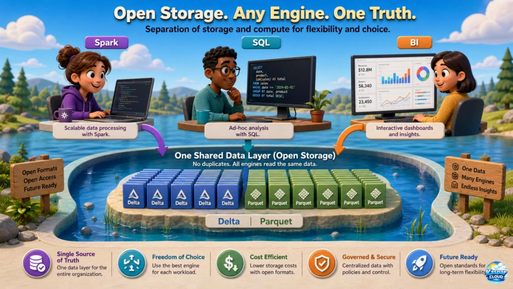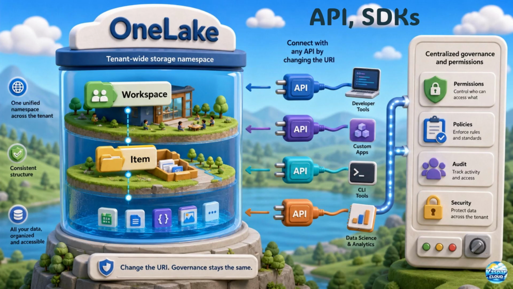Storage is separated from the engine experience. The data can stay in one logical location while different compute engines read and process it. That reduces unnecessary movement and helps teams avoid engine lock-in. OneLake exposes data through familiar ADLS Gen 2 and Blob-compatible APIs, SDKs, and endpoints. This means existing tools can often work with OneLake with minimal changes rather than redesigning the application.